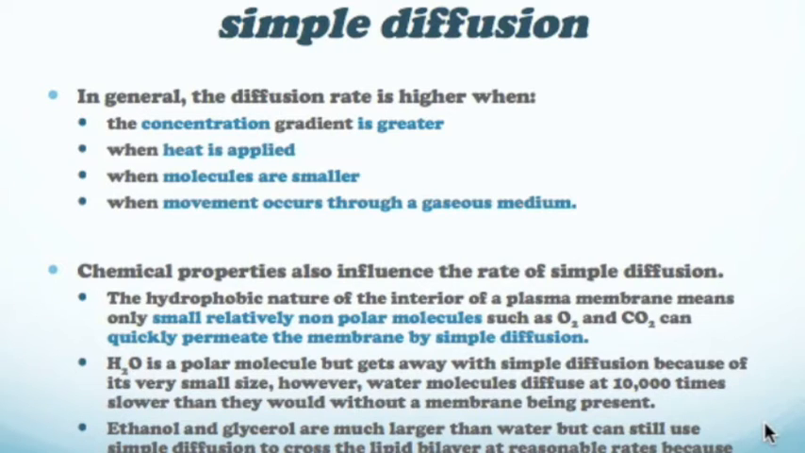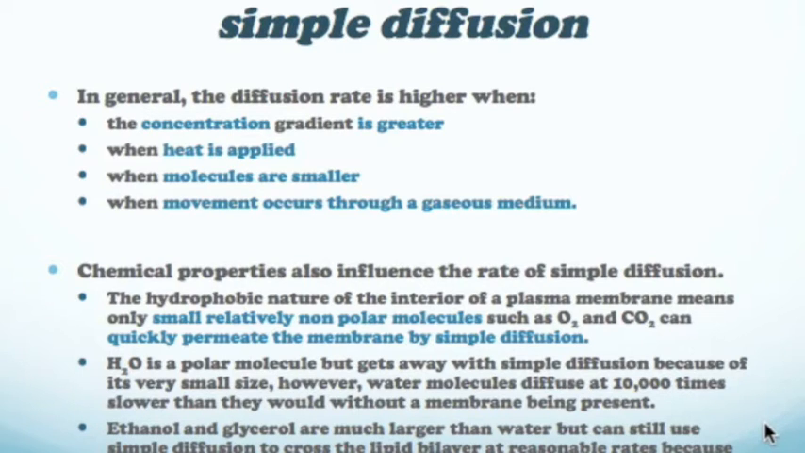Alright. Now, molecules such as O2 and CO2 are regarded as non-polar small molecules, and these diffuse very quickly and easily across the permeable membrane. Okay. Water is a polar molecule, however, it gets away with its diffusion because it is such a small molecule, but its diffusion rate is far slower than say O2 or CO2.